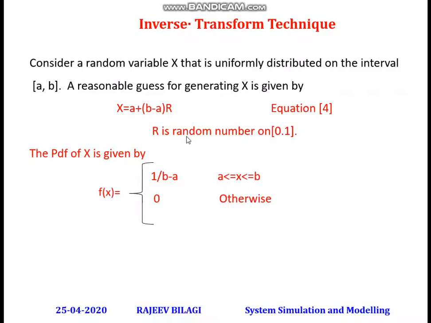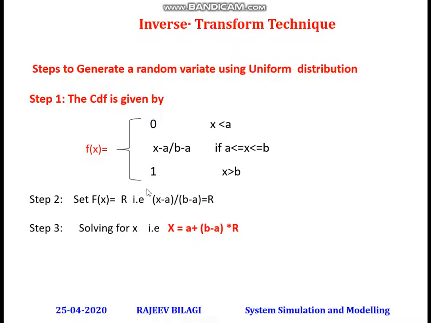Now there is another small concept which talks about inverse transform techniques, where the numbers are uniformly distributed. Usually when the numbers are uniformly distributed between a and b, I can write x equal to a plus (b minus a) times r, where r is a random number between 0 and 1. Now the PDF for this x is given by f of x equal to 1 by (b minus a), where a is less than or equal to x, less than or equal to b, otherwise 0.